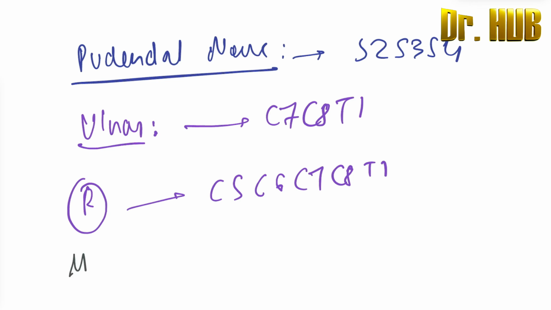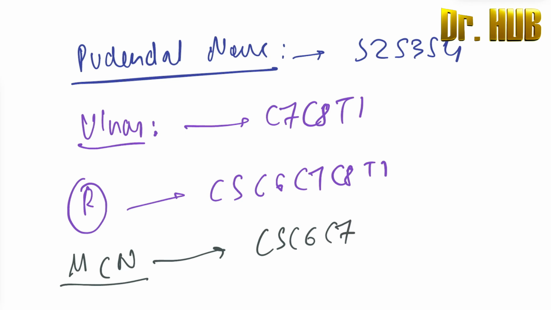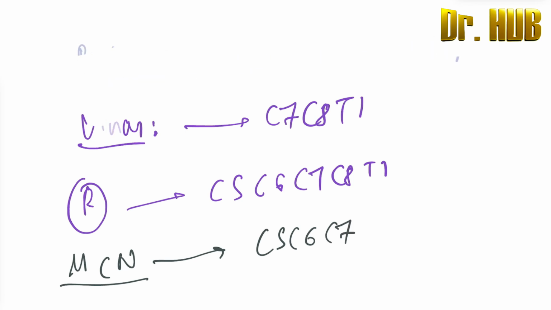Next, let's look at the musculocutaneous nerve. So musculocutaneous nerve, we call it the MCN. MCN is C5, C6 and the C7. So this is nothing but the MCN. So MCN and radial nerve start with the same, that is C5, 6 and 7. Whereas radial nerve extends further, that is C8 and T1.